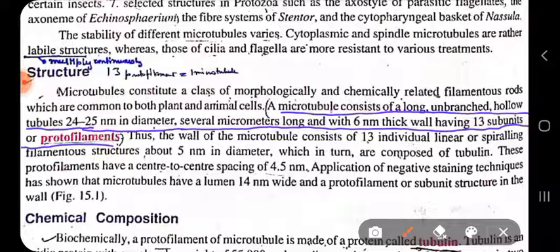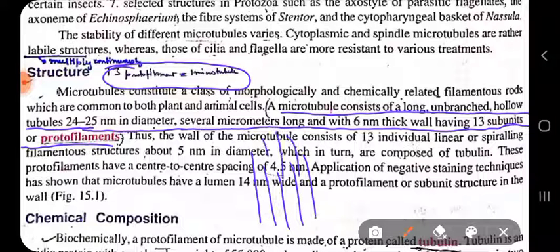Inside it is hollow, and the diameter is about 24 to 25 nanometer. This microtubule is made up of protofilaments. About 13 protofilaments make one microtubule. It has been observed that 13 subunits or protofilaments make one microtubule. So in this way, 13 protofilaments make one microtubule, right?